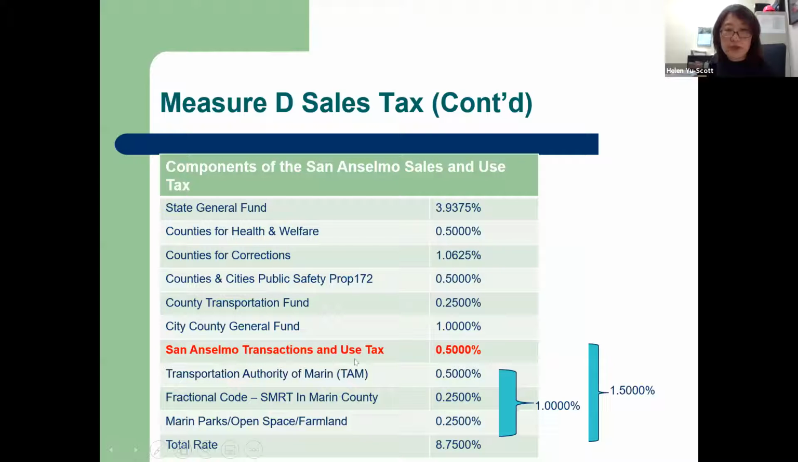For the San Rafael transaction and use tax, Measure D is only 0.5%, within the 3% range, right? So we took 0.5, and then the Transportation Authority of Marin took 0.5, and then SMART and open space. So other agencies besides the town already took 1% out of our share, right? Now the town only has 0.5. I think the challenge is that everybody tries to grab a piece of the pie of those add-on sales taxes: who goes first, who gets the most, then the leftovers.